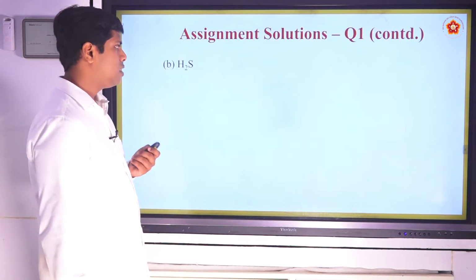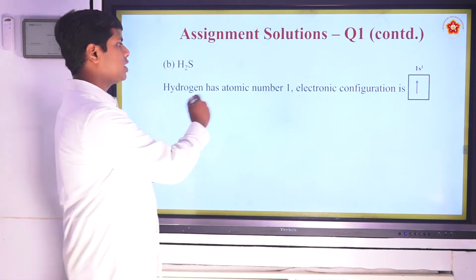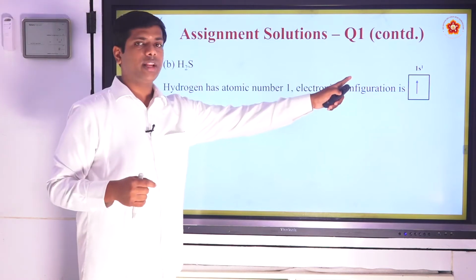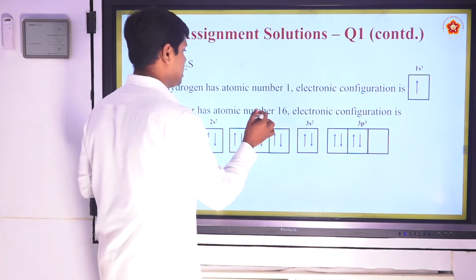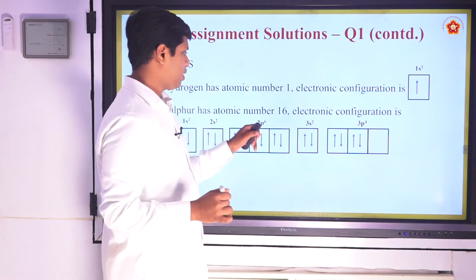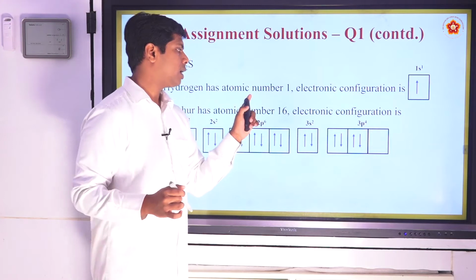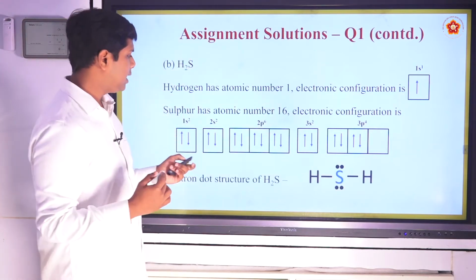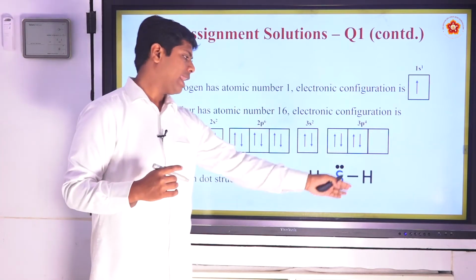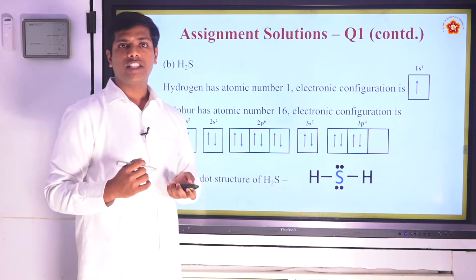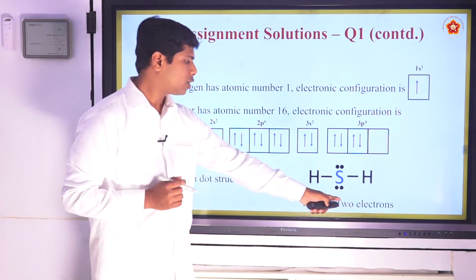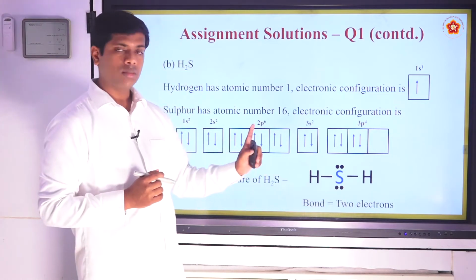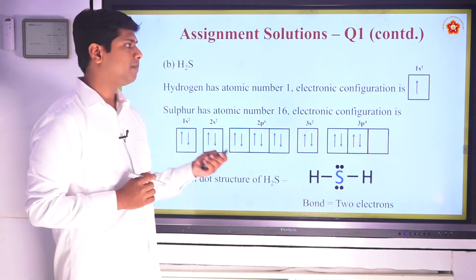Next, for H2S, hydrogen atomic number 1, electronic configuration is 1s1. Sulfur, atomic number 16, electronic configuration is 1s2, 2s2, 2p6, 3s2, 3p4. Then you can easily write the structures. This is the electron dot structure for H2S. Next, the bond. This is the H2S structure.